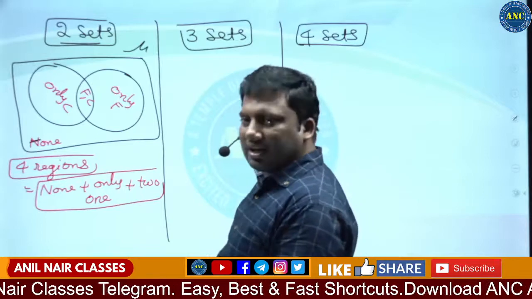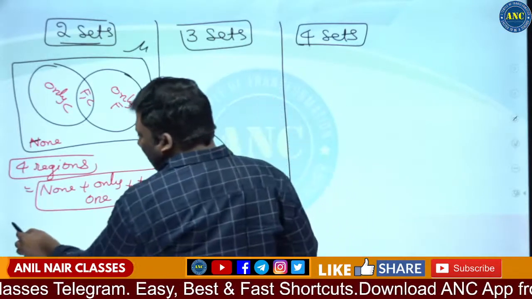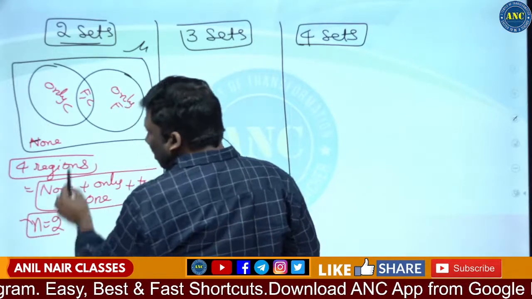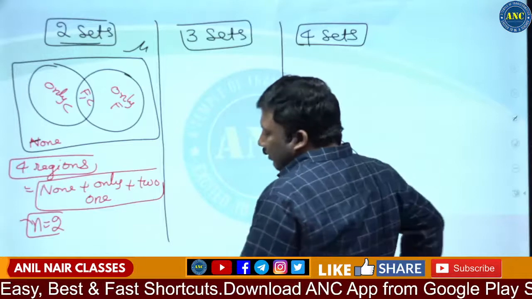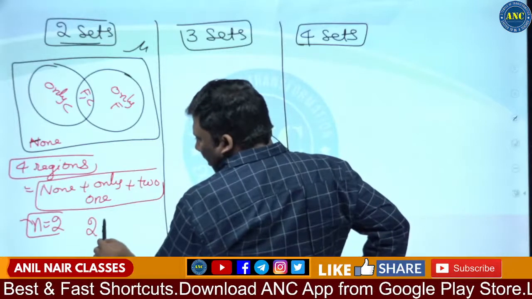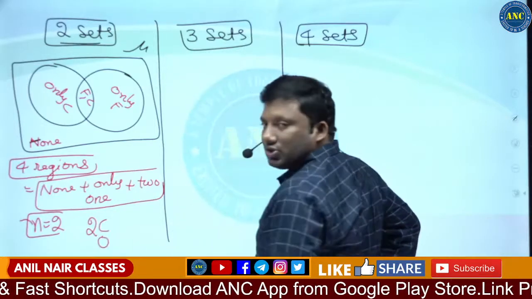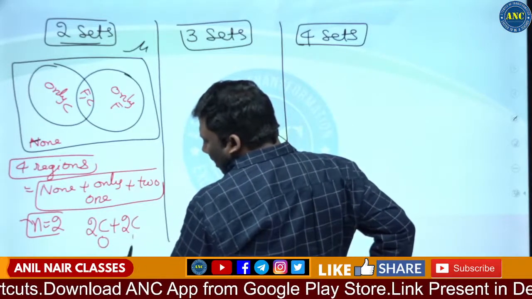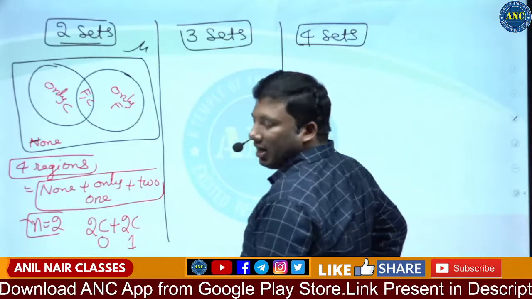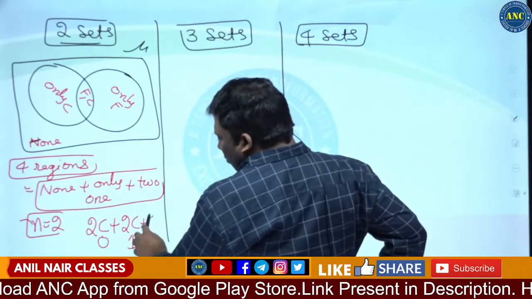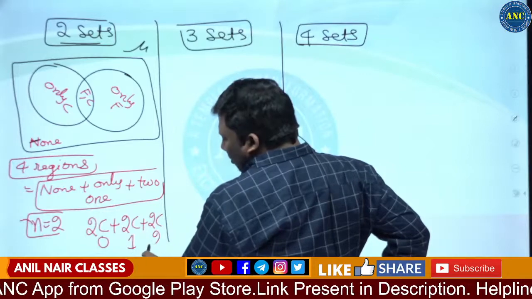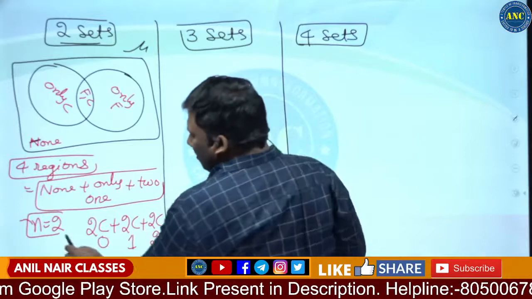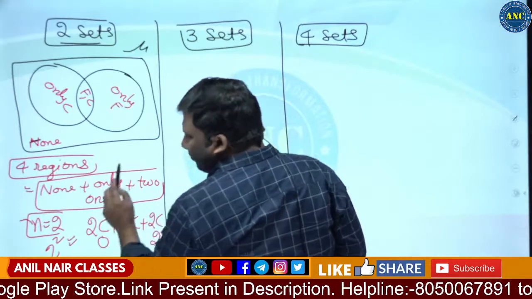So the same is the case here. Suppose n is equivalent to 2. There are 2 sets. From 2, I do not like any sports: 2C0. From 2, I like only one sport, whether it is cricket or football: 2C1. From 2 sports, I like both: 2C2. 2C0 plus 2C1 plus 2C2, which is nothing but 2 square.